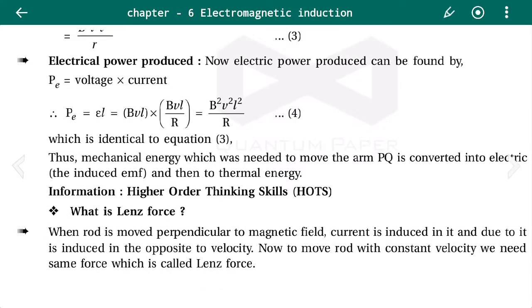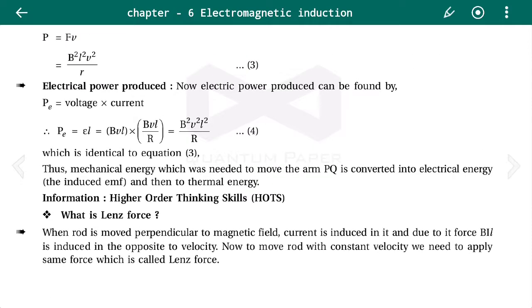Thus the mechanical energy which was needed to move the arm PQ is converted into electrical energy and then into thermal energy.